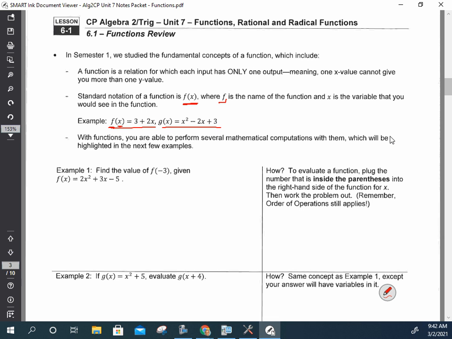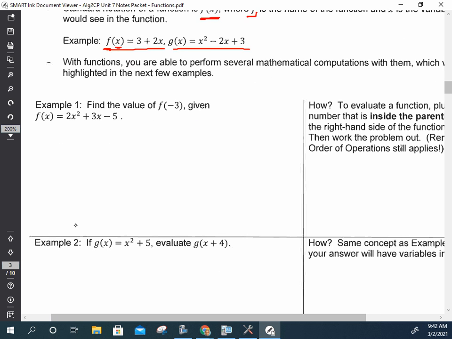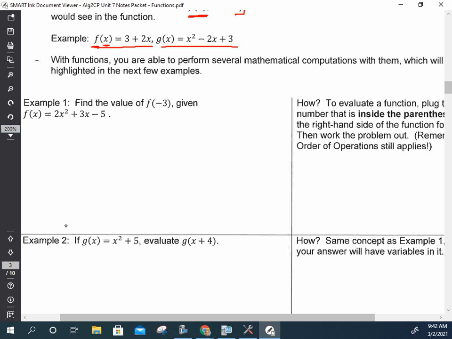So, how does that help us? It helps identify what we're going to do with the problem. As far as today goes, we're going to do some simple mathematical work with regards to a function. So let's start with basic evaluating of a function.